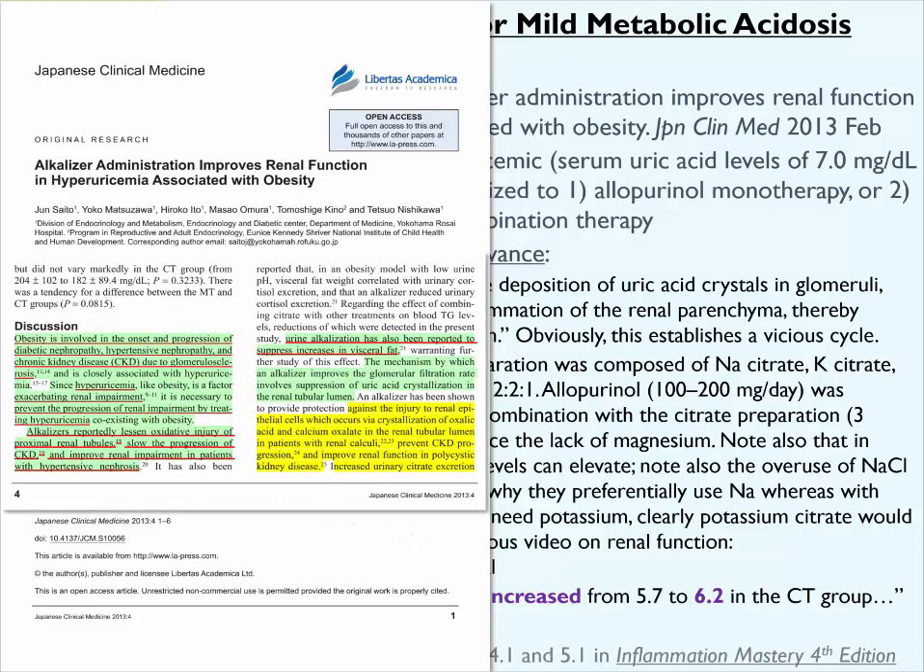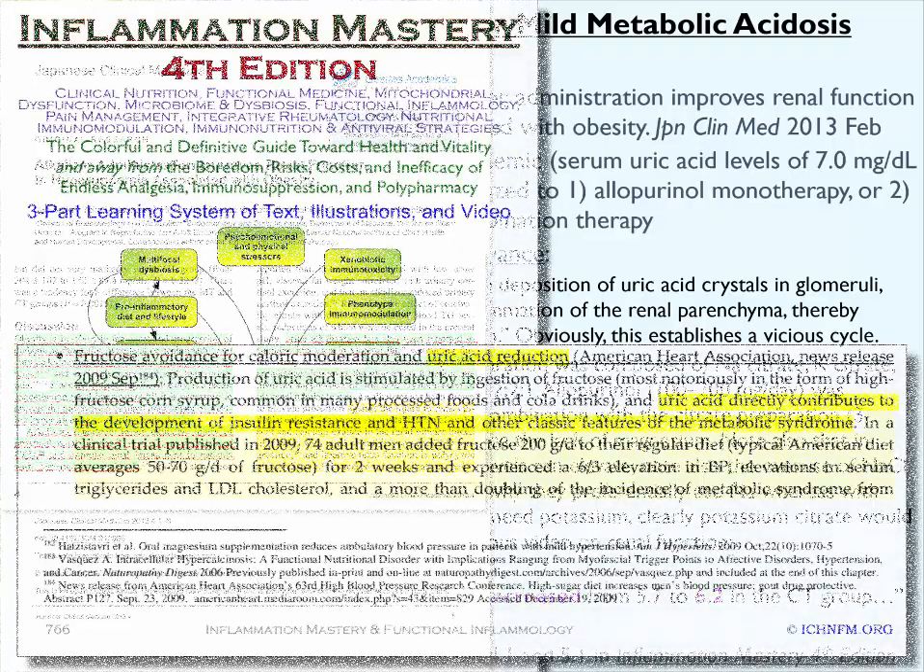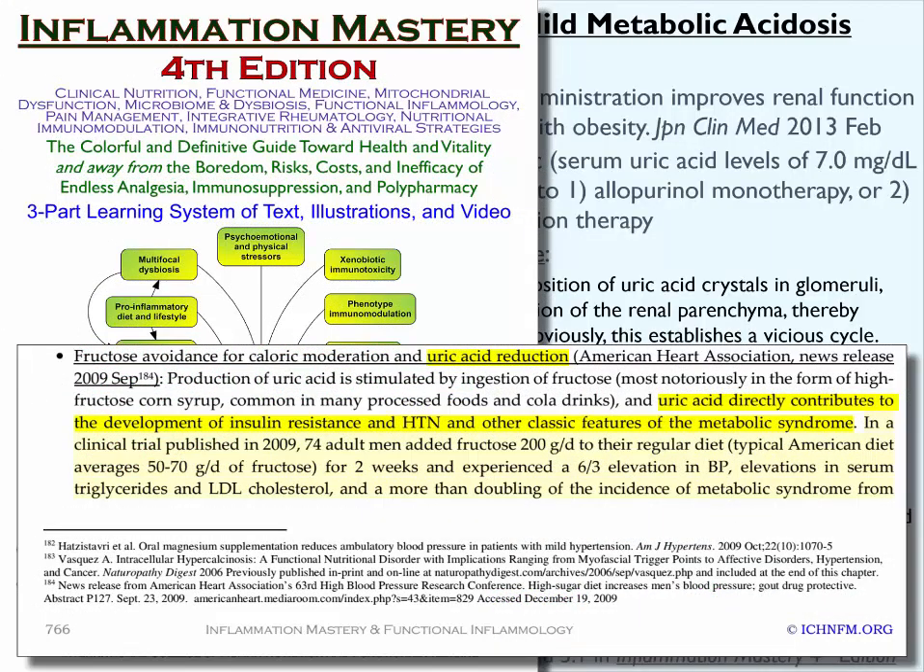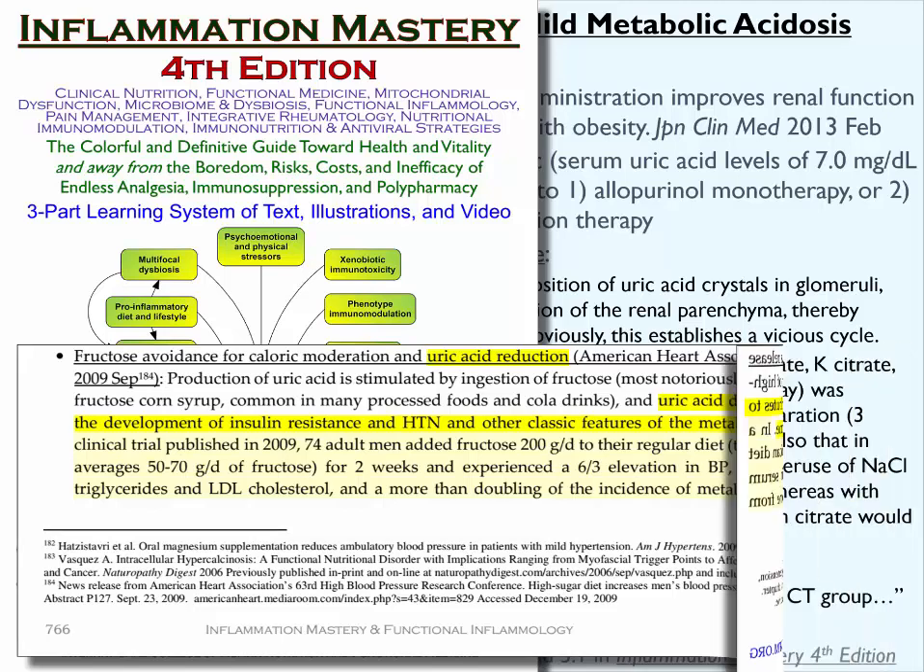The discussion of this article states, obesity is involved in the onset and progression of diabetic nephropathy, hypertensive nephropathy, and chronic kidney disease due to glomerulosclerosis. All of these complications are closely associated with hyperuricemia. Some of you may recall a study that I reviewed a few years ago showing that hyperuricemia itself, which can be induced dietarily through the consumption of high fructose corn syrup, causes insulin resistance and hypertension.